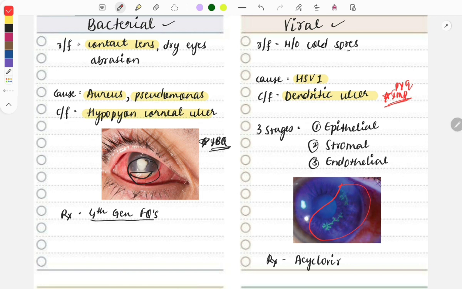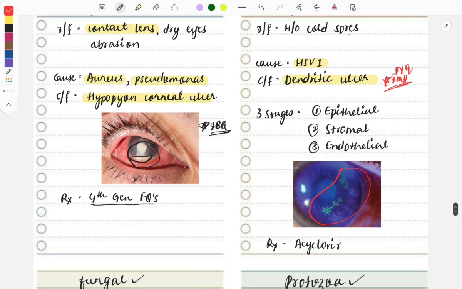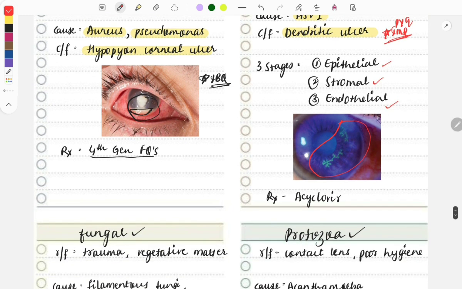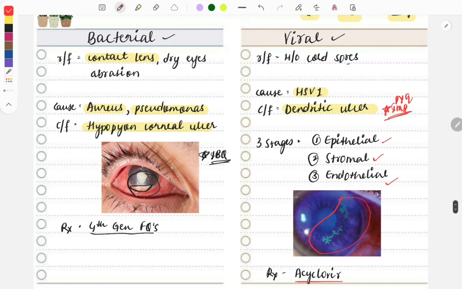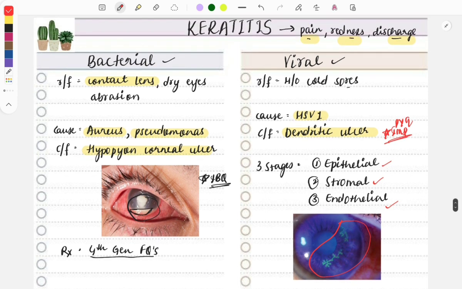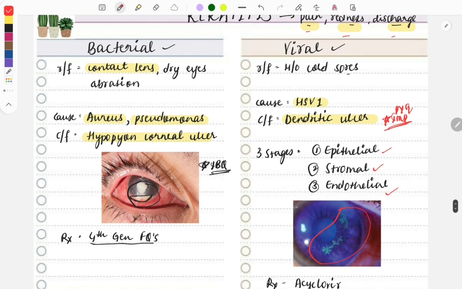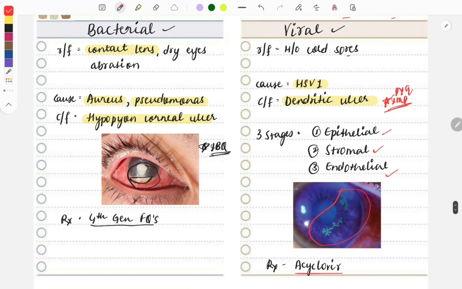Or a simple one liner was also asked: dendritic ulcer is associated with which of the following keratitis, and it is viral keratitis. It has three stages: epithelial, stromal and endothelial, and for treatment we will be using an antiviral drug, that is acyclovir. So if a clinical case is asked on viral keratitis, then the same features will be described, and they can give some hint in the question like dendritic ulcer or causative organism is HSV, like that.